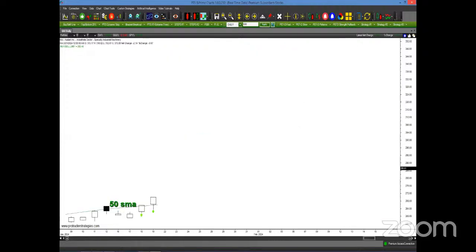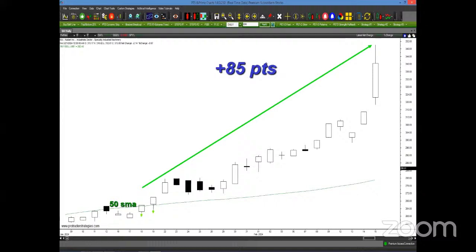Here's an example in KAI, okay? Once again, price is below the 50, but we have 2 bars intersecting the 50 that close in the top 25%. This is a high probability setup that a big move to the upside is about to appear. 85 points in the next month.